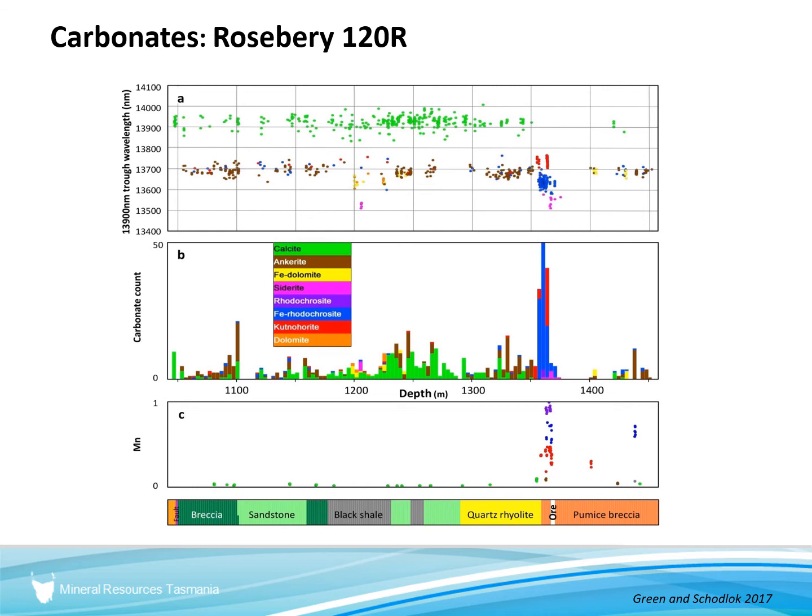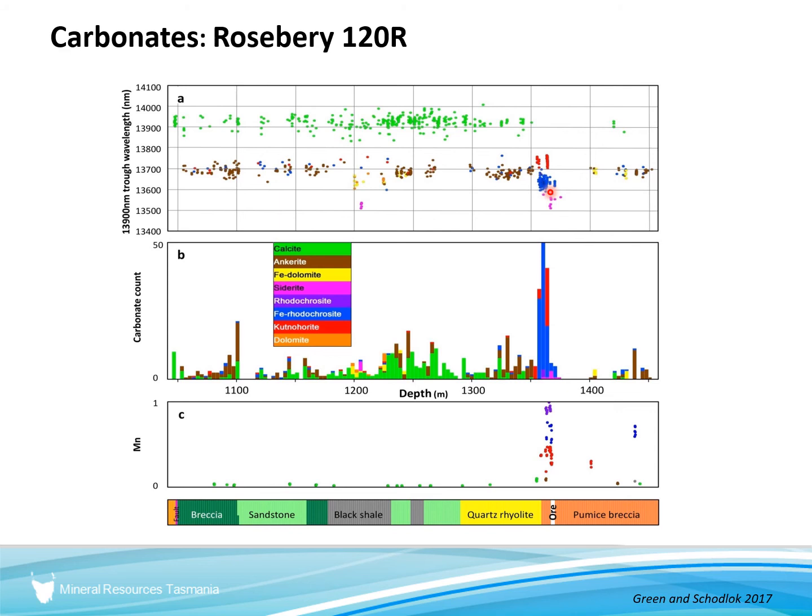Here at Rosebery, you can see that the core, this is where the ore is, so ore down here corresponds with where we have this purple, which is rhodochrosite, manganese carbonate. There's this halo around that of iron-bearing rhodochrosite in blue, and a halo around that again in red here of kutnohorite. So that's a manganese enriched carbonate as well, but not to the level of rhodochrosite. Elsewhere in the drill hole, we have anchorite and brown or calcite late-stage veins. So the system, we can really pull apart the carbonate mineralogy here.